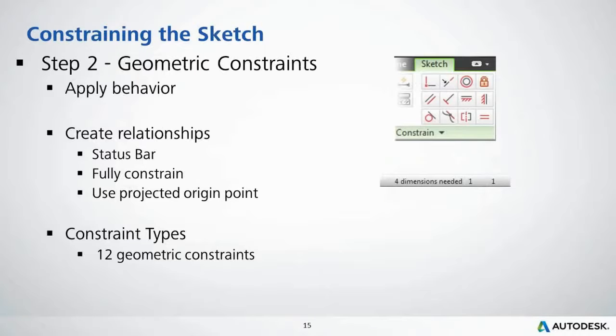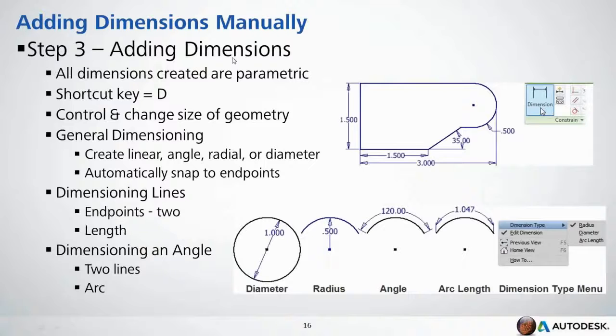Now, I did mention that step 2 is geometric constraints and dimensions. So that's not a steadfast rule. You can apply dimensions and constraints and go back and forth. So let's get started with this.